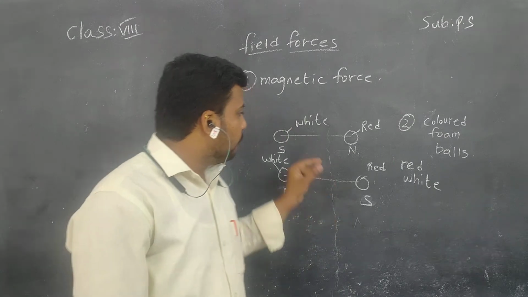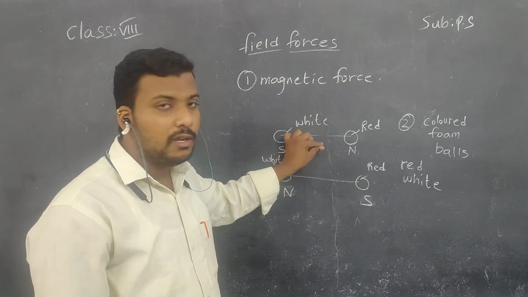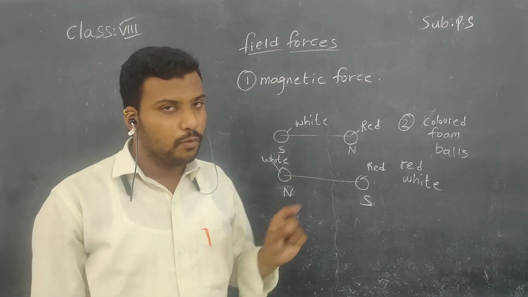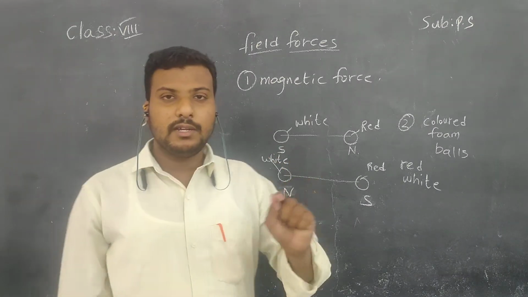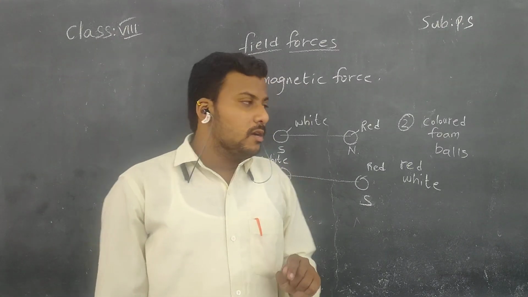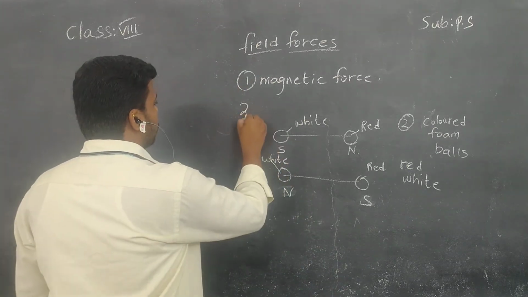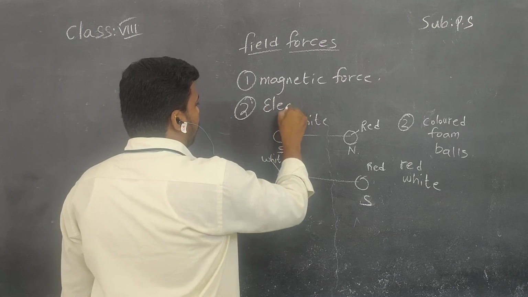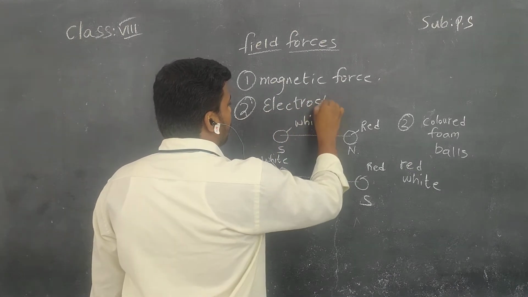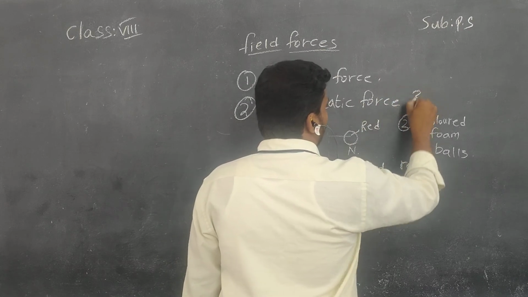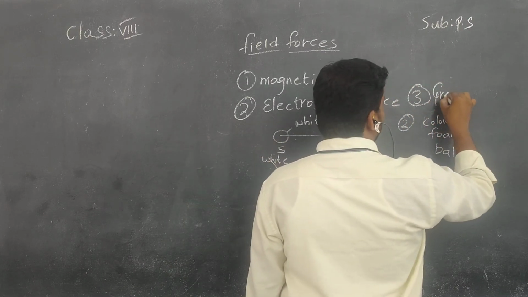Understand? The force that exists here is not a contact force, children. It is a field force. The force exists here, but it is a field force, children. In our next class, we'll see electrostatic force, and the third one is gravitational force.